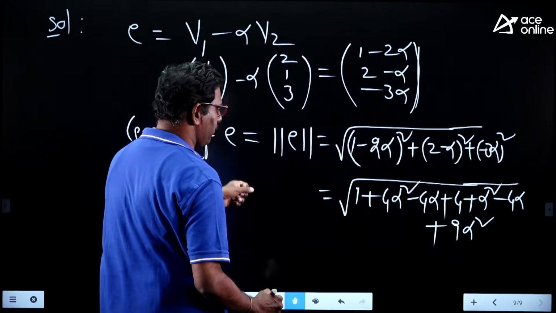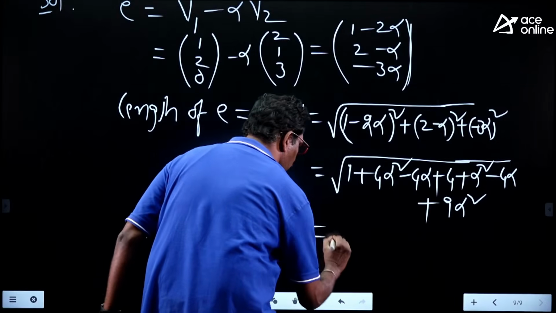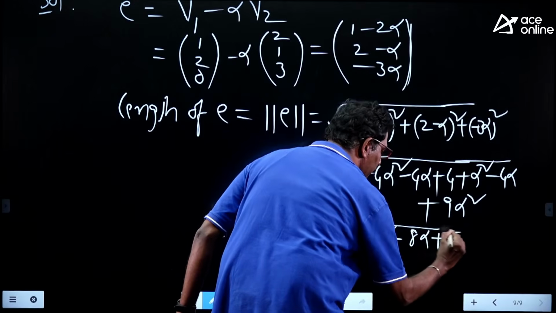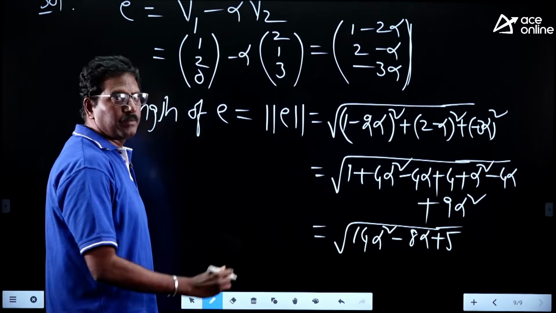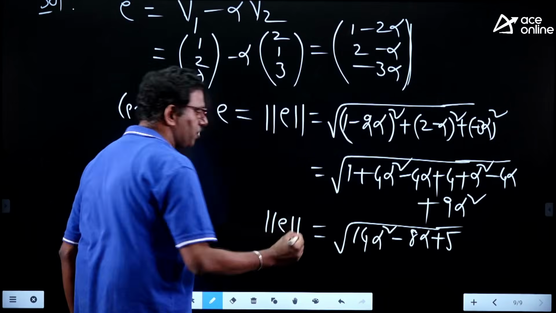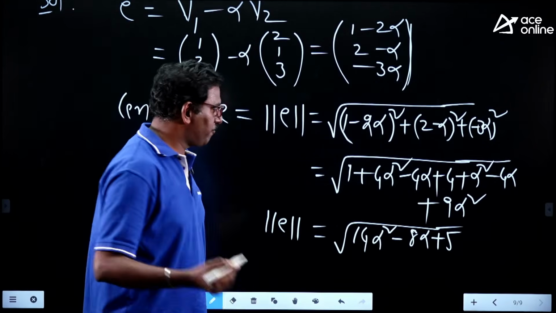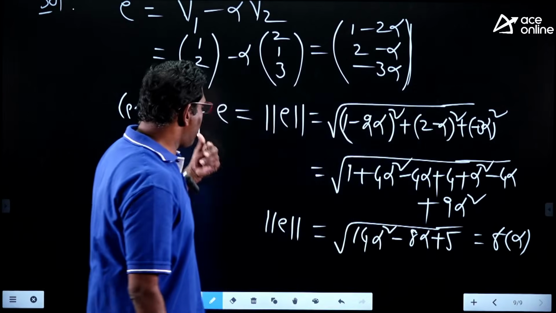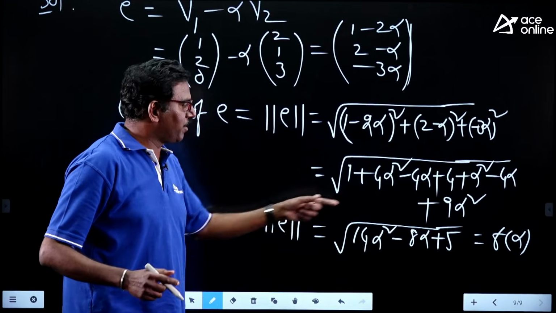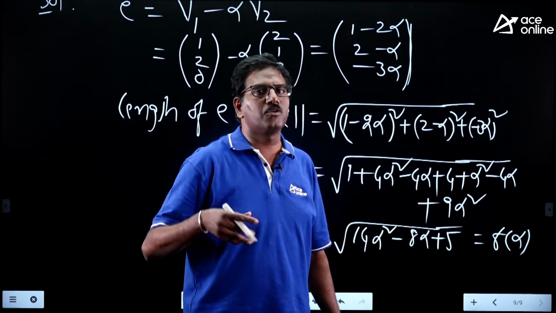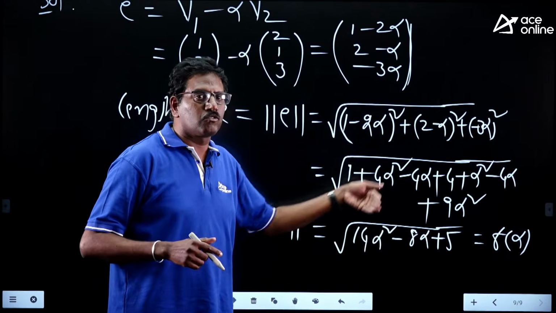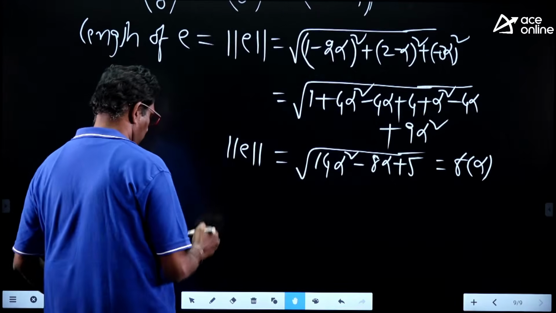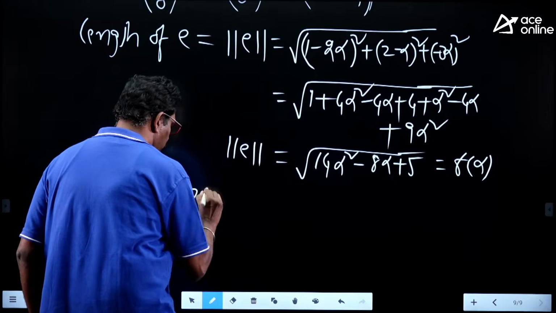So what is the next step? That is 14 alpha square minus 8 alpha plus 5. So norm E, the length of E, is nothing but root over 14 alpha square minus 8 alpha plus 5. It is a function of alpha, let it be f of alpha. Now we have to make this length the minimum. For that, you have to make this function minimum using the maxima and minima concept. So put f dash of alpha is equal to 0.